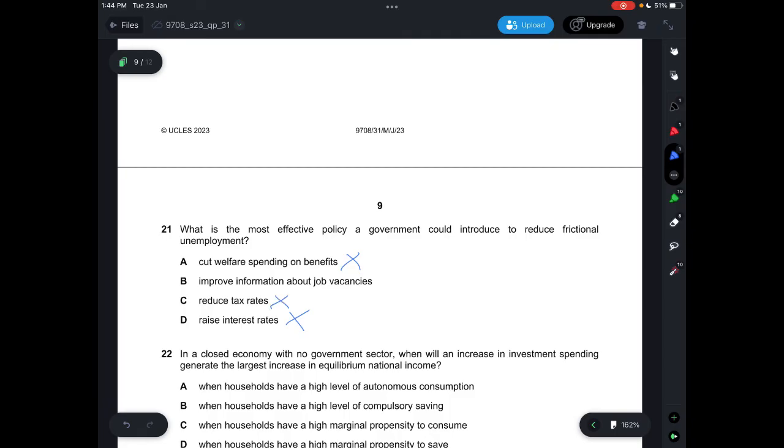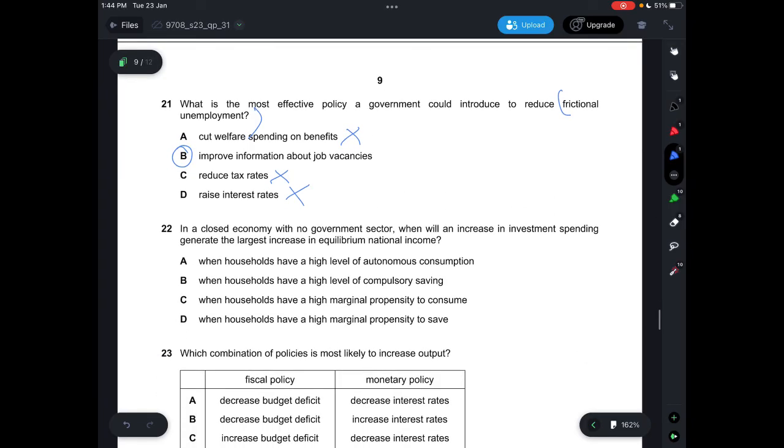In this case, reducing frictional unemployment would have to be increasing the awareness of more job opportunities. So the answer would have to be B, improve information about job vacancies. This one says B.